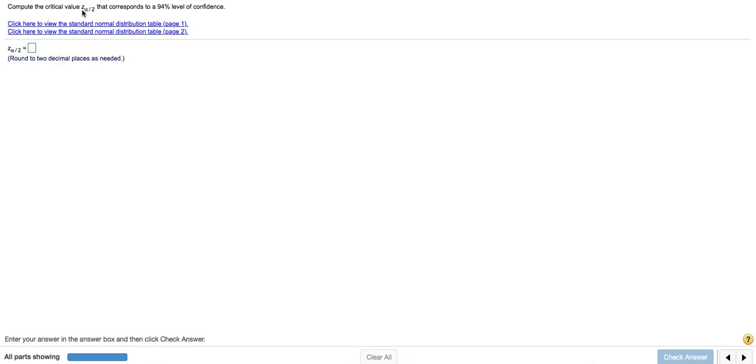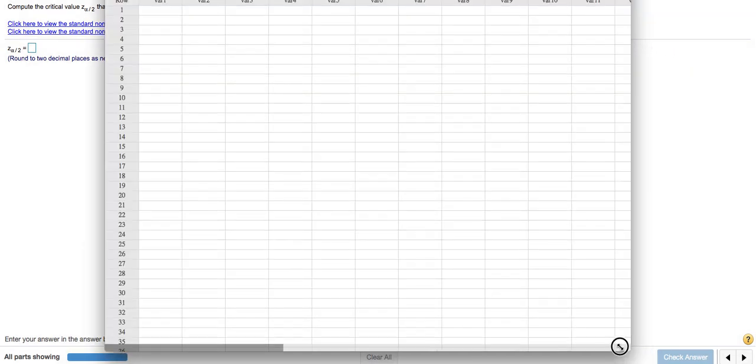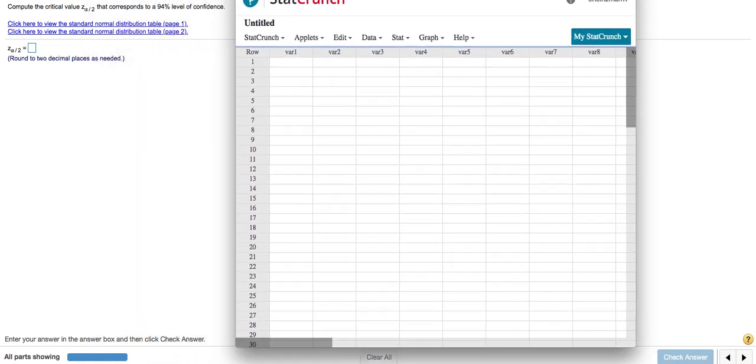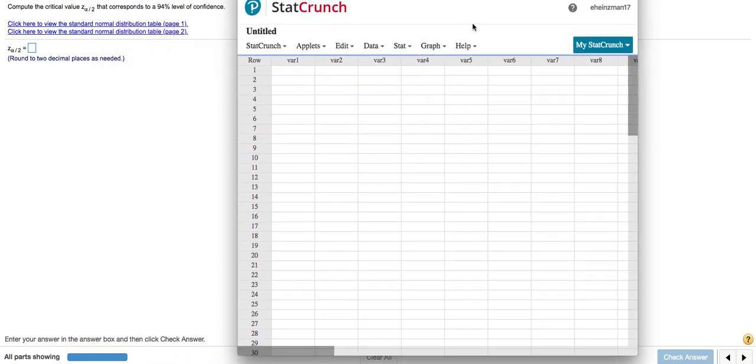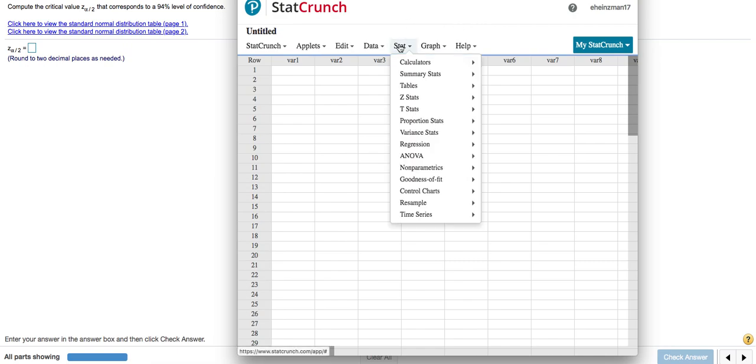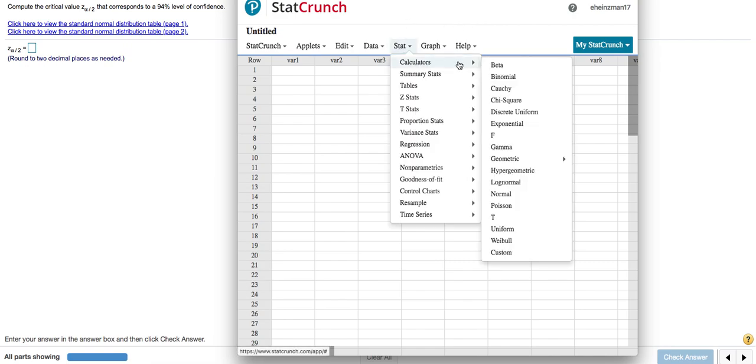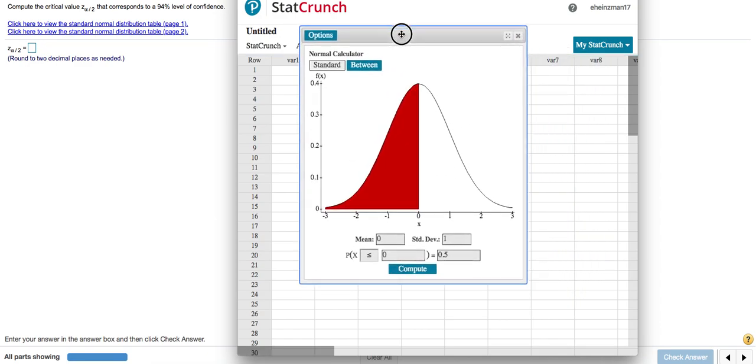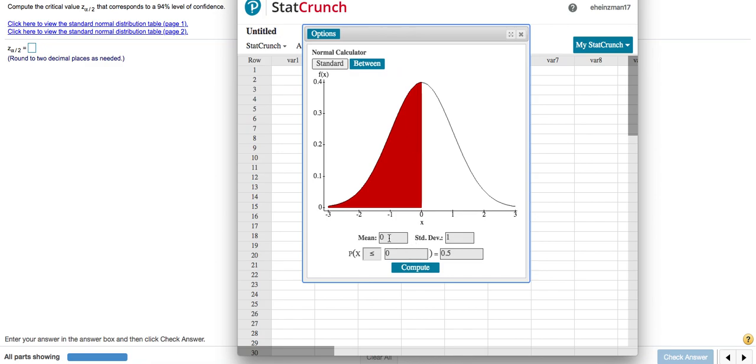To start with, if you see this letter Z, we're talking about a z-score. That means we're using a normal distribution whose mean is 0 and standard deviation is 1. So in StatCrunch, let's start by opening that up. I've opened StatCrunch, and I'm going to go to the normal calculator by going to Stat, selecting Calculators, and then choosing Normal. And so here it is, our normal calculator. It's actually already set up so the mean is 0 and the standard deviation is 1.